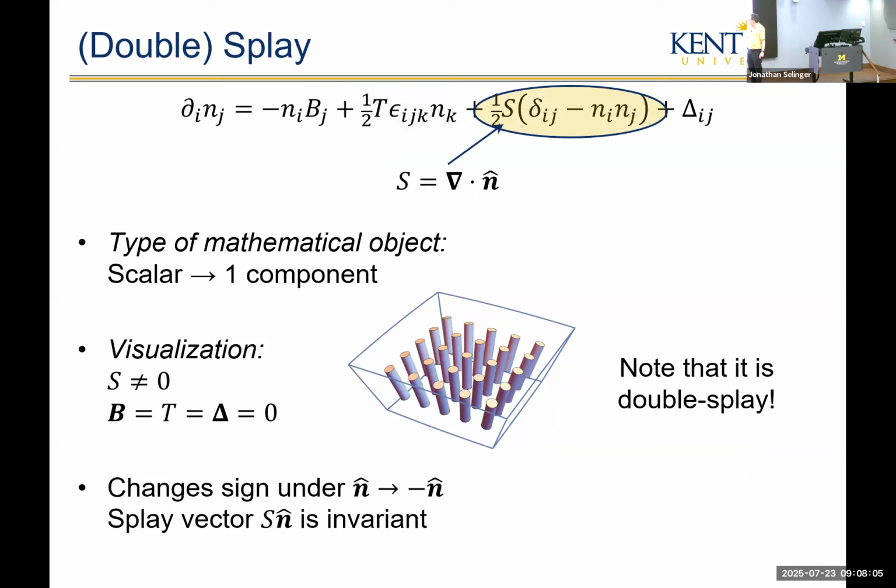A third kind is called splay. That's when the director is up here and then it goes out this way, and it's the same all around like that. So it's like an ice cream cone, not like a slice of pizza. And it has to be the same all around, again, because it's a scalar, it doesn't have a direction. If you like the word double twist, you can call this thing double splay. Those are three types of director variations that are commonly discussed in the liquid crystal literature.